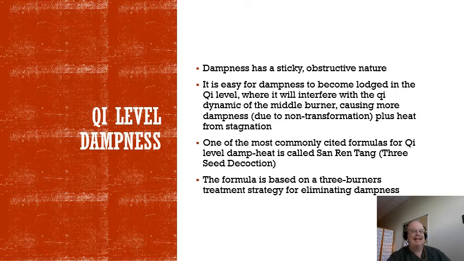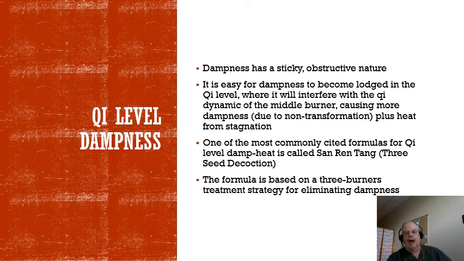Dampness has a sticky, obstructive nature, and it's easy for dampness to become lodged in the chi level where it will interfere with the chi dynamic of the middle burner, causing more dampness due to disruption of the spleen's upbearing function and non-transformation of ingested food and fluids. And all the extra dampness creates heat from stagnation.